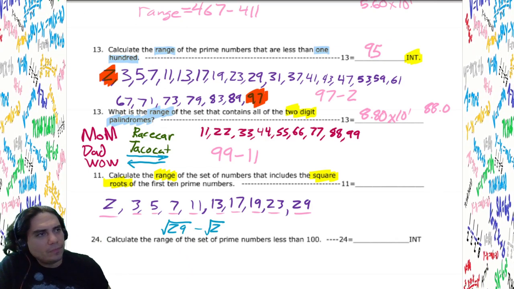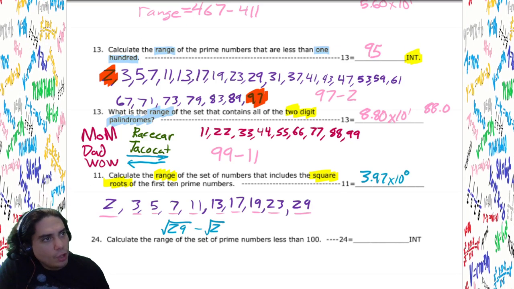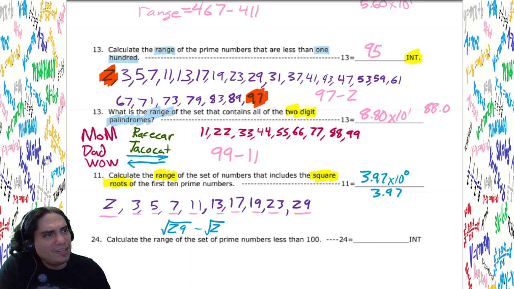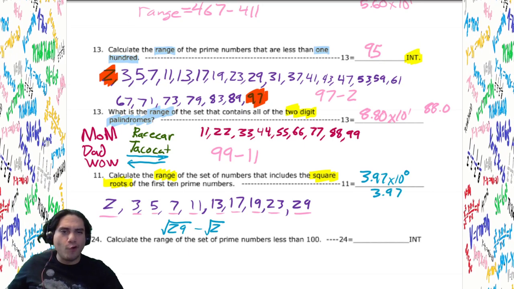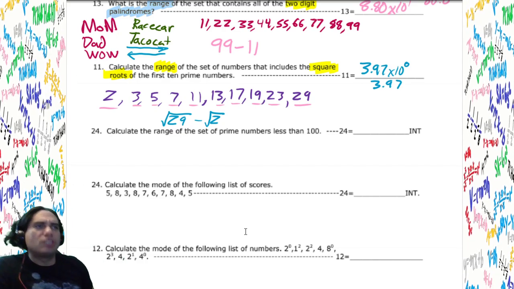Subtract, it's connected, and there we go. There we have it, 3.97 times 10 to the 0. Of course, 3.97 also works. That's standard form, all right, ladies and gentlemen? Let's keep it going. Calculate the range of a set of prime numbers less than 100.